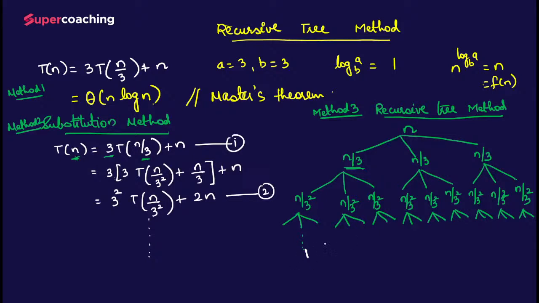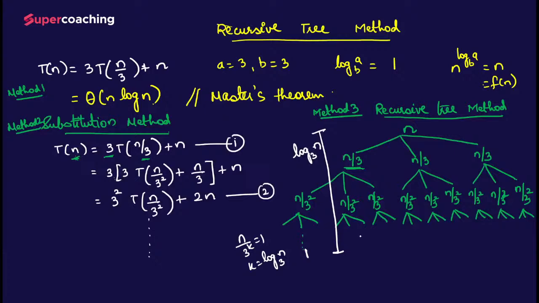ये 1 कब आएगा? Let's assume that there are k levels, so it comes out to be n divided by 3 raised to power k is equal to 1. तो ये कब आएगा? When k is equal to log n. Moreover, we know that if a tree is balanced and we are given n elements, then the number of levels in this tree will be log n with the base 3.